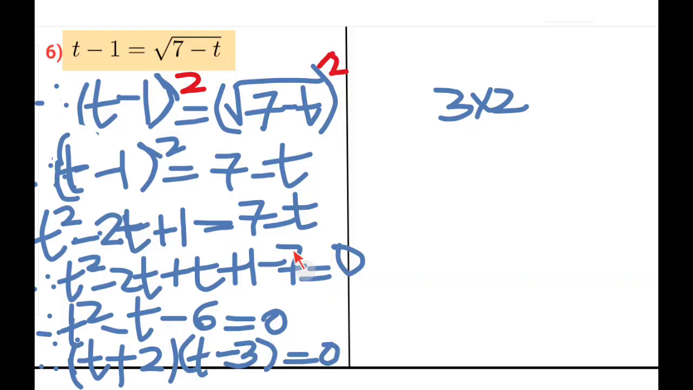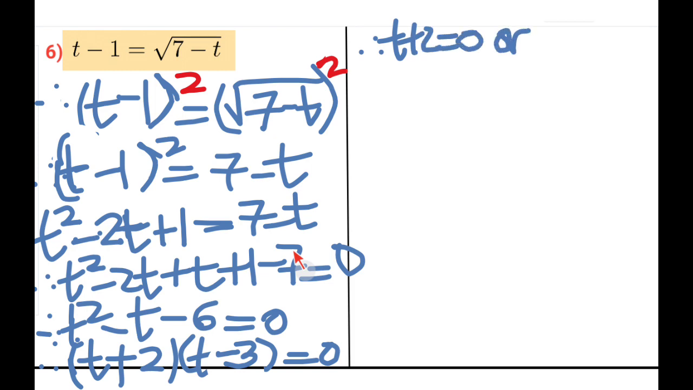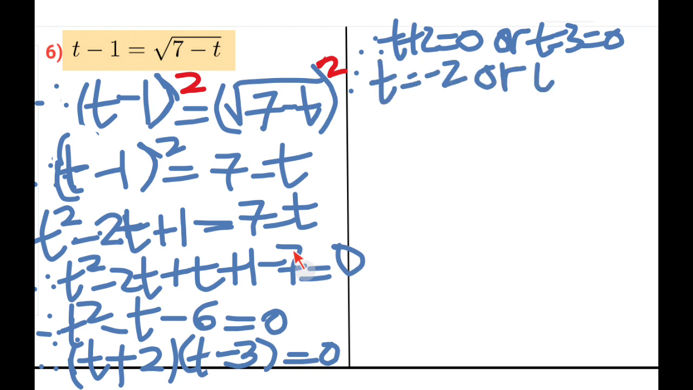Therefore, t plus 2 equals 0, or t minus 3 equals 0. Therefore, t equals 2. I mean negative 2. See, this is why I never cut corners here.